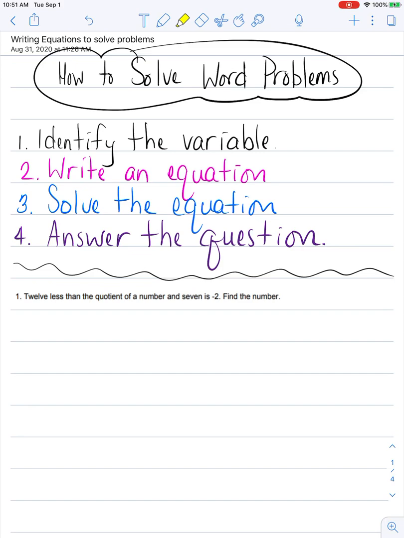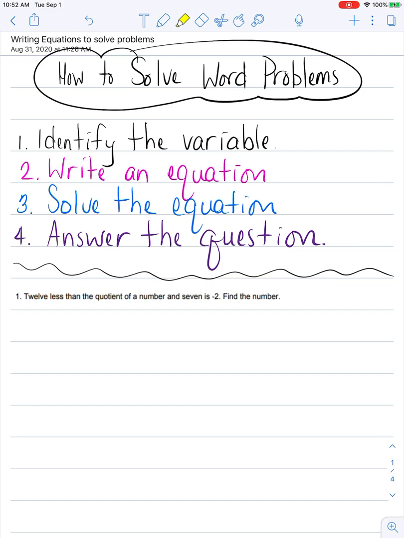Next, we write an equation using that variable to model the situation. Third, we solve the equation just as we've learned to do. And lastly, number 4, we use the solution to the equation to answer that question. So let's practice this.